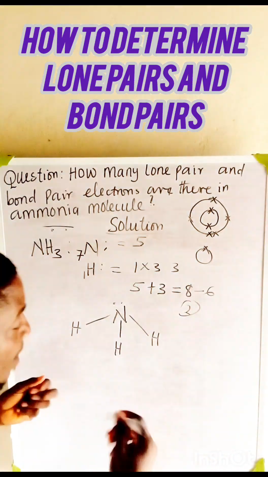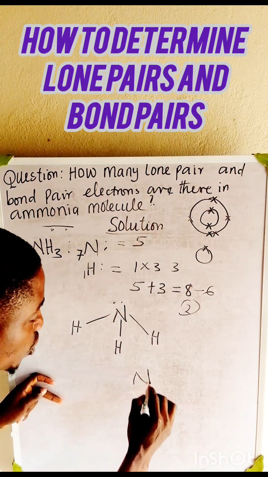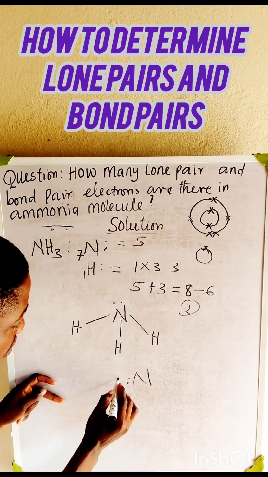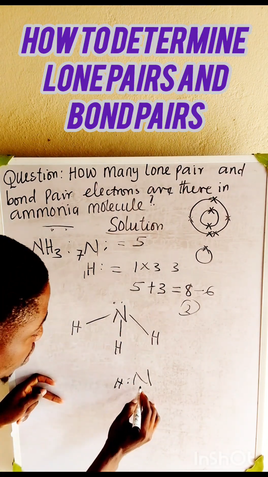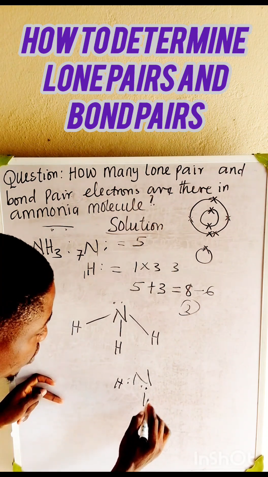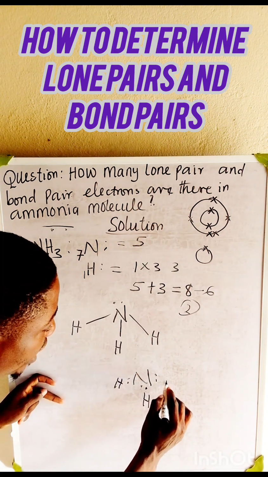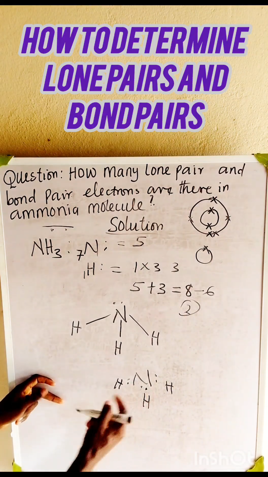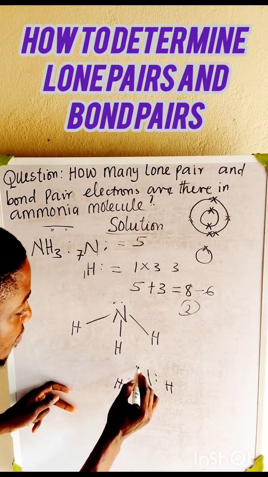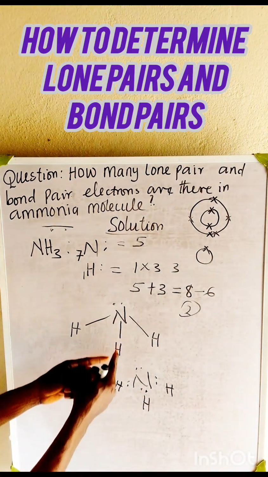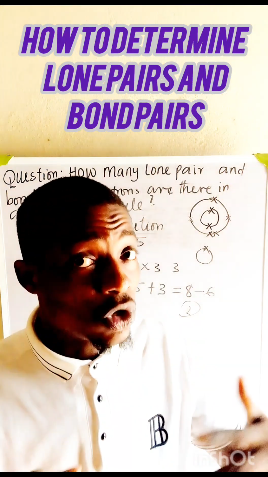Now look at this. Another person may choose to write it this way. Nitrogen. This is 2 electrons, 1, 2. Write hydrogen. This is 2 electrons. Hydrogen, this is also 2 electrons. We'll write hydrogen. That is 6 electrons, so the remaining one comes here. So you writing it this way and the other person writing it that way is very much correct.